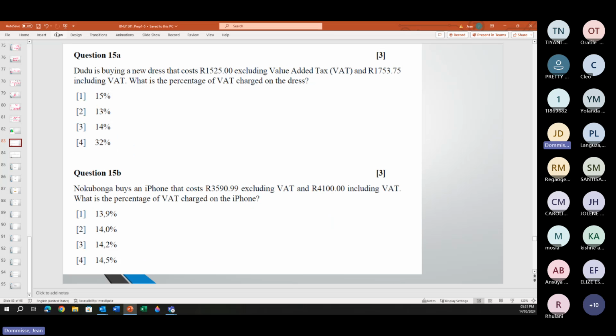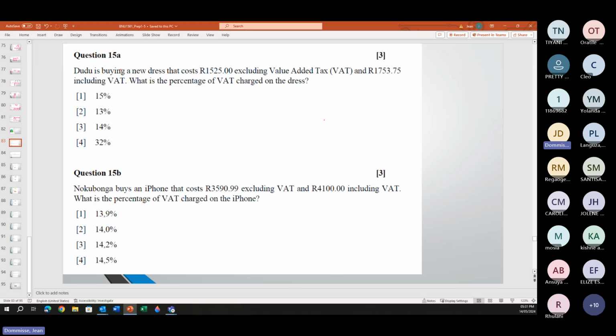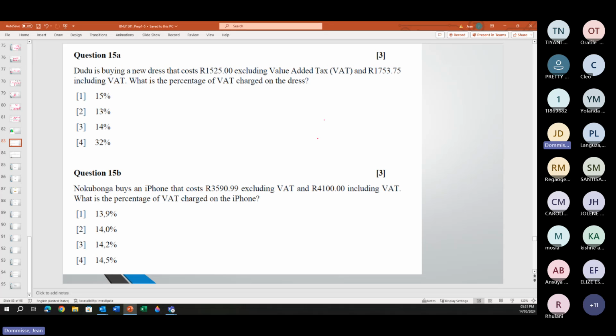So these two questions are basically looking at increases. You can look at it in two ways. If you have something that you buy, you need to add value, add a tax to it. They give you the end number, and you need to work out what that value added tax was. So let's look at this first one and see what we needed to do.